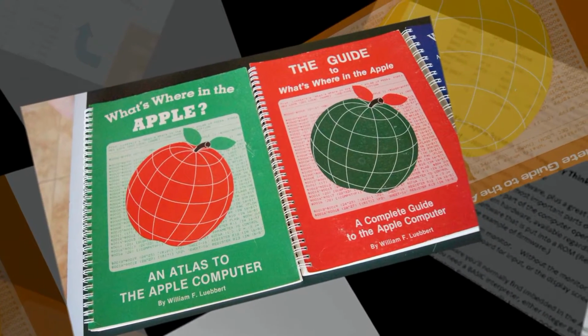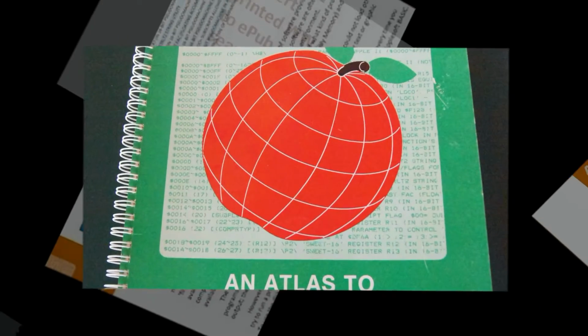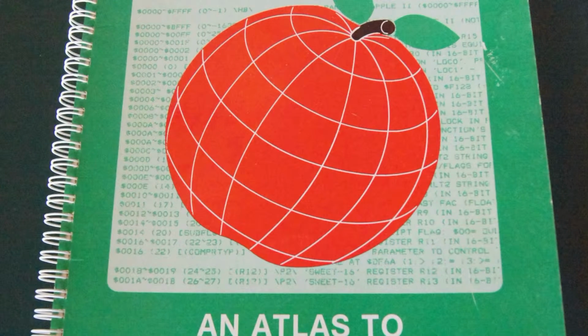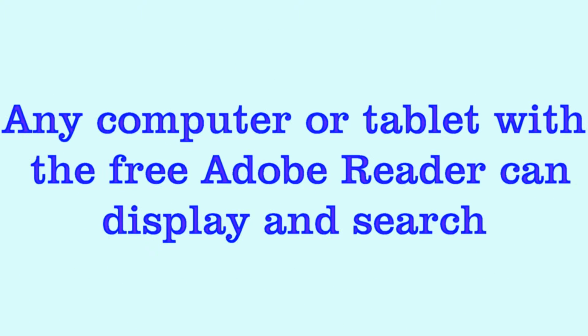The 60-page atlas has approximately 3,000 documented locations organized by hexadecimal or decimal number. So when you find a peek or a poke, you can quickly find out what that location is doing. The 40-page gazetteer has some of the same information, but organized by name rather than by number to make it easy to find.